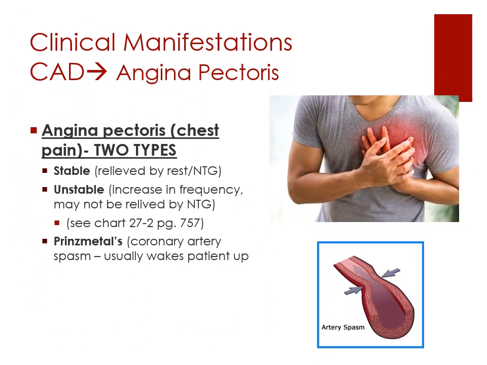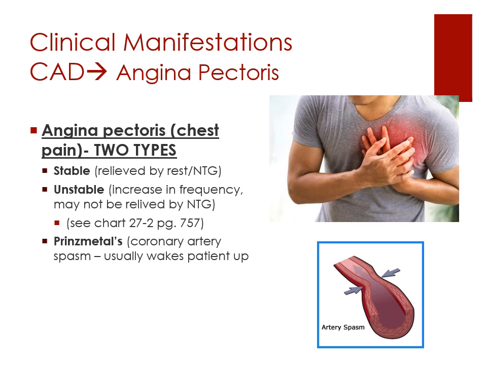Now there's two types. Obviously the one that we want to have is stable, because what it means is that it's going to be relieved by rest. And so anytime you have somebody who complains of chest pain, the first thing you need to have them do is just tell them, okay, let's stop whatever we're doing here and let's see what happens if we just stop and let you rest. If it's stable, it's going to be relieved by the fact that they're resting, or the pressure lessens and they feel better.